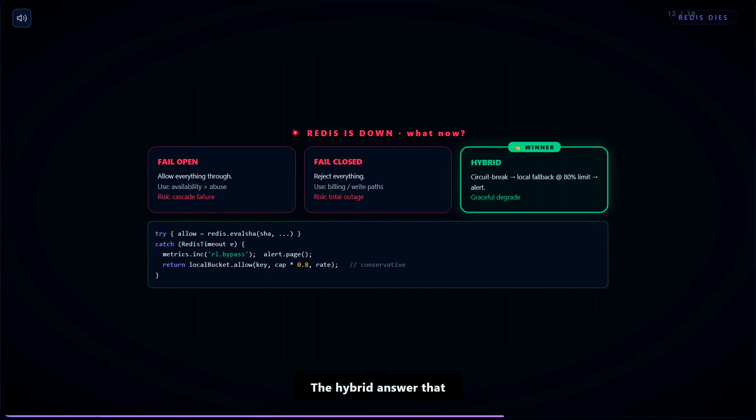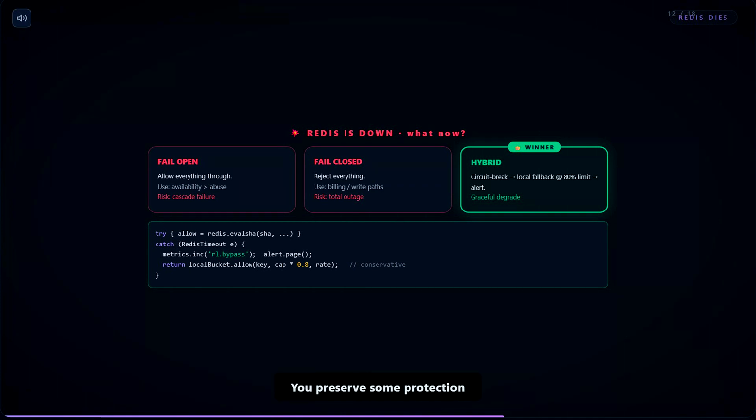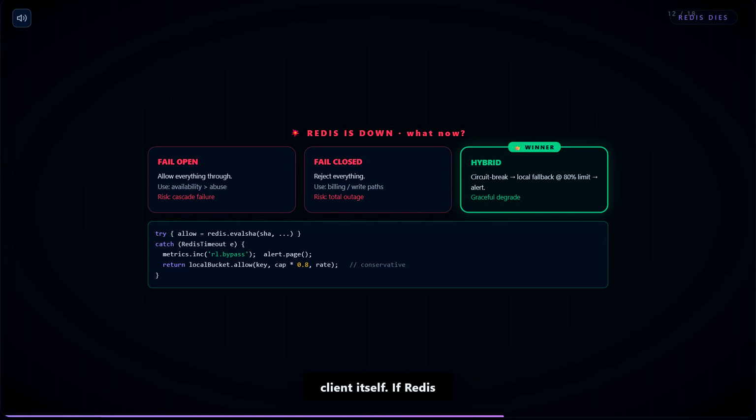The hybrid answer that wins interviews, fall back to a local in-process limiter with a relaxed multiplier, say 5 times the real limit. You preserve some protection while degrading gracefully. Also, circuit break the Redis client itself. If Redis latency P99 crosses 50 milliseconds, trip the breaker and use the local fallback. Recover automatically when Redis health returns. Always page on call. Always emit a metric. Never let the bypass go silent.